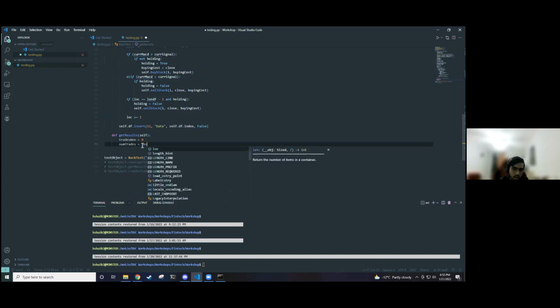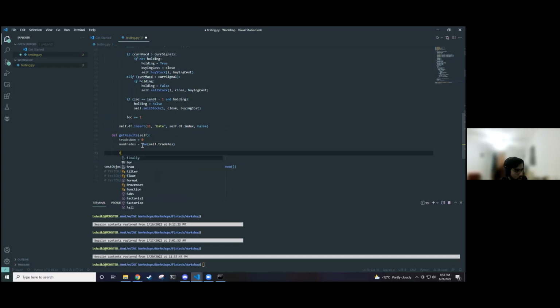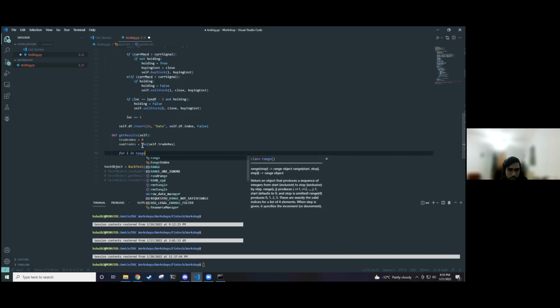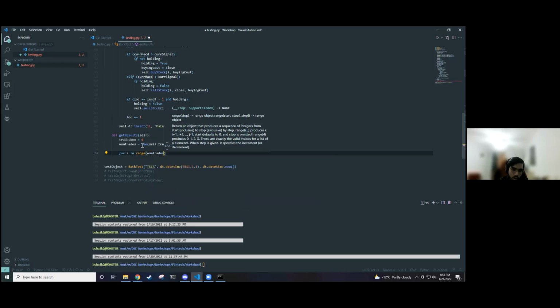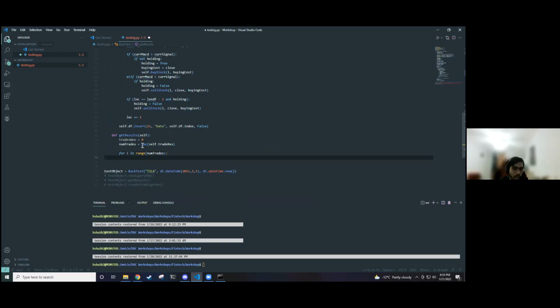That's just the length of the self.tradeRes, just because this is going to be storing all the resulting trades. And now you're just going to do for i in range the number of trades. So what you're trying to do here is find out how many trades are greater than 0. So let's do that exactly. So if self.tradeRes at i is greater than 0, you say trades1 plus equals 1.